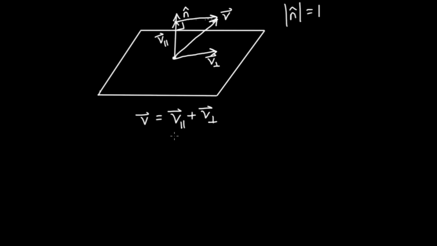The advantage to thinking of v as being composed of two parts, a parallel part and a perpendicular part, is that to consider the effect of rotation upon v, it suffices to consider the effect upon each one of these vectors individually.